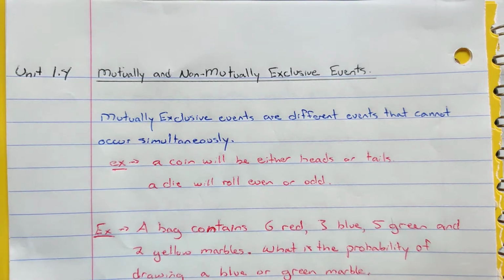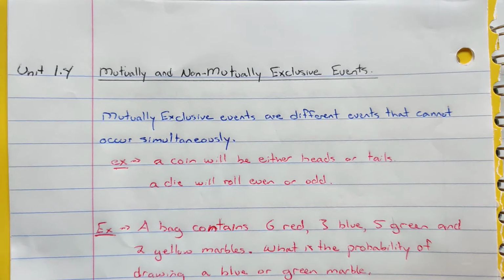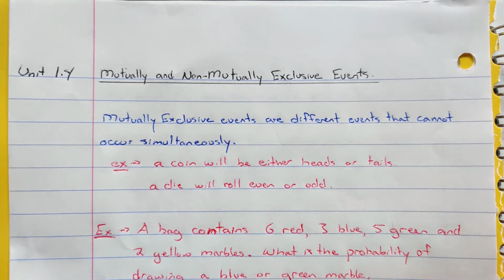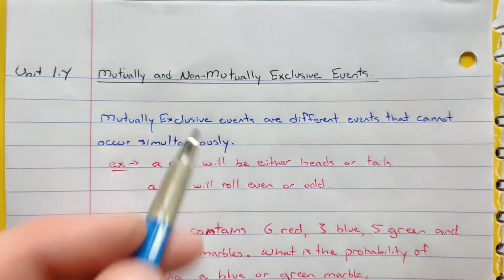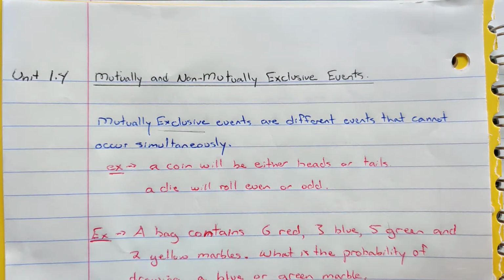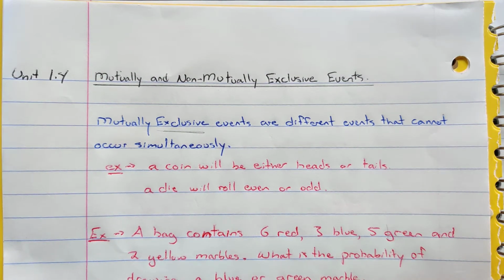So we've been looking at some probability and the likelihood of events occurring, and there are different types of events that we need to look at in light of that. Specifically, we're going to look at mutually exclusive and non-mutually exclusive events. Mutually exclusive events are different events that cannot occur simultaneously. I usually just remember because of the word exclusive. Exclusive means that something's kind of special, so it's limited, and they're limited to happening by themselves.